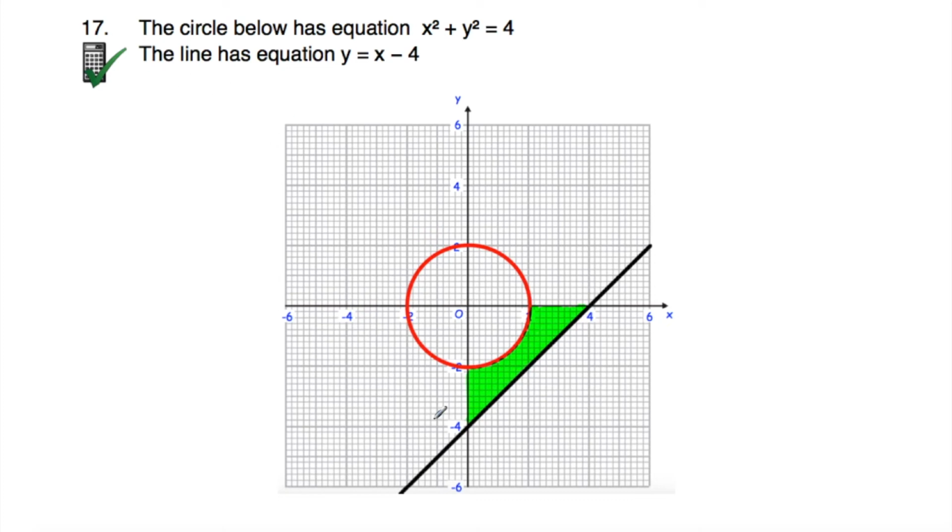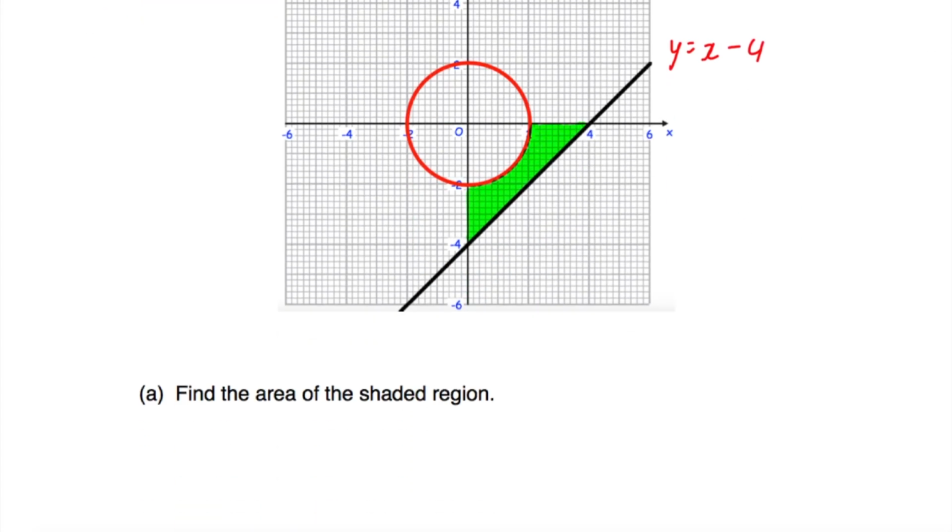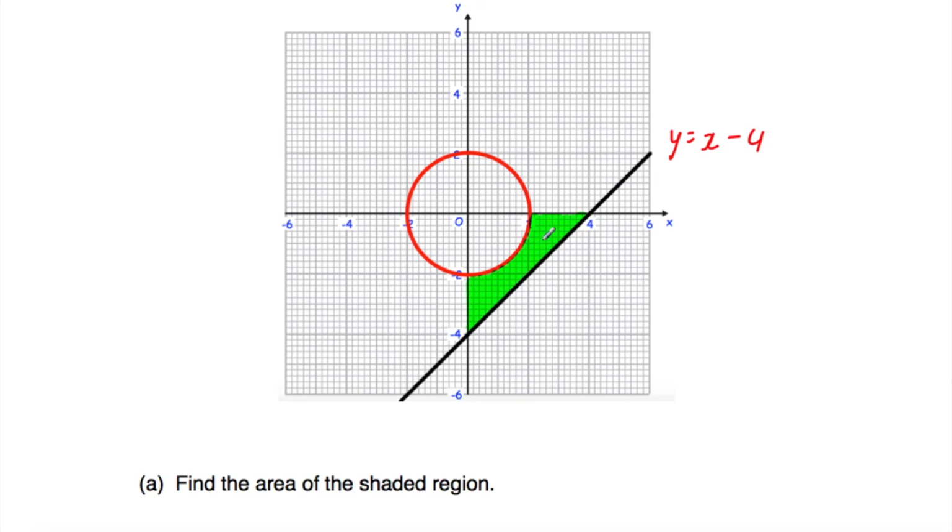And then we've got a line, and this line has got equation y equals x minus 4. It's a line with a gradient of 1, because it's 1x, and it has a y-intercept of minus 4. And as you can see, it crosses the y-axis at minus 4. So we've got this circle, and we've got this straight line. And then if we read the question, it says, find the area of the shaded region. So we want to find the area of the shaded region, this green region here.